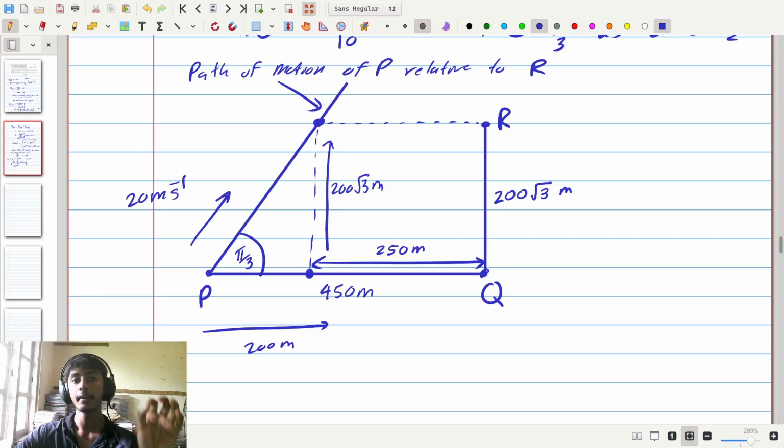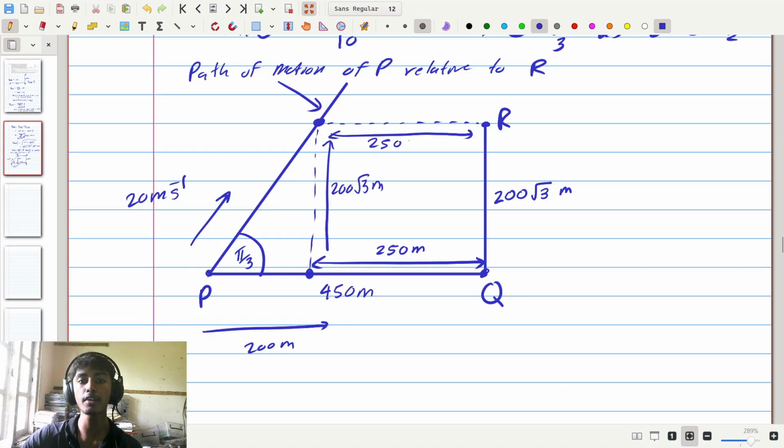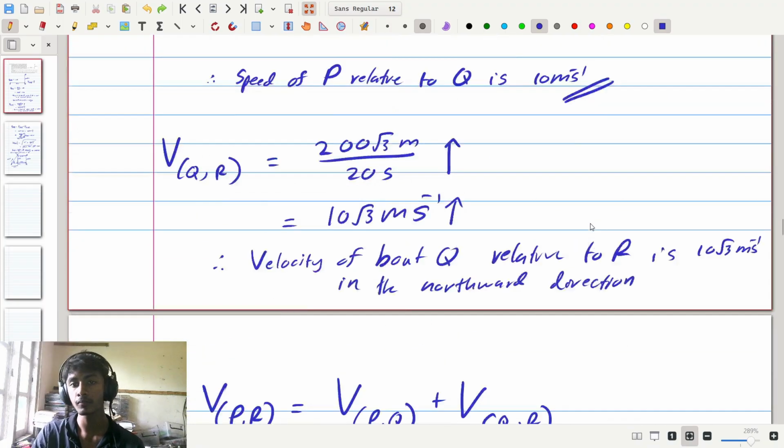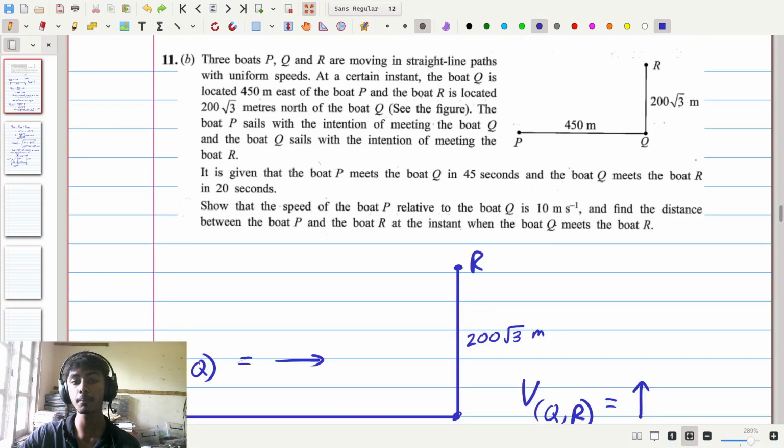So this distance here is equal to 250 meters. Now similarly, since what we have here is a rectangle where all of these angles are 90 degrees, the distance here must also be equal to 250 meters. Now according to that, we can see that the horizontal distance between the point of P at which we have Q meeting R and the boat R is equal to the total distance between P and R at that point, which is also equal to 250 meters. So the correct answer for the distance between the boats P and R at the point at which Q reaches R is equal to 250 meters.